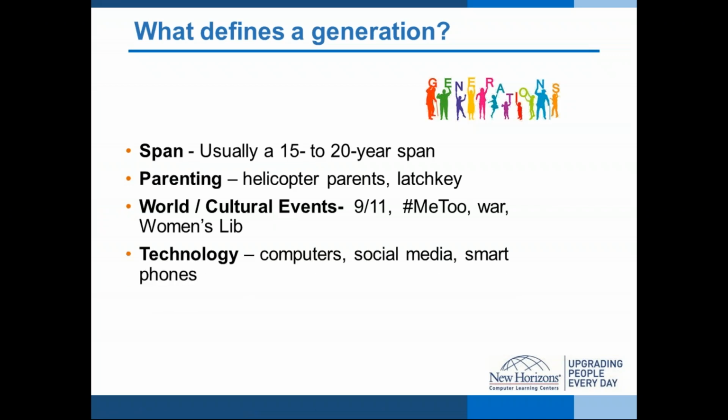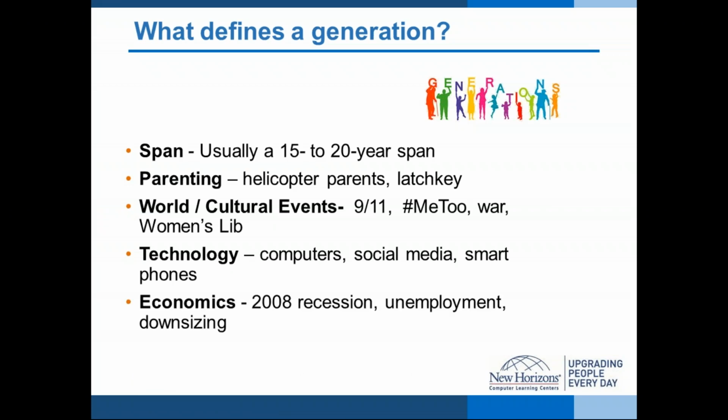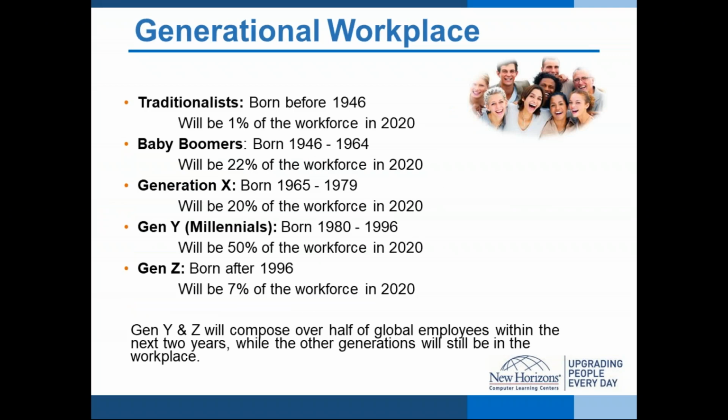Technology is huge: computers, social media, smartphones. That has really helped to define especially Generation X, Y, and Z. And then finally, the economy. The 2008 recession had a huge impact on Generation X, for example. Unemployment, the whole era of mergers and acquisitions and downsizing helps to shape a generation and how they think about work, how they think about family, how they think about life in general. So these are all symbols or symptoms of what defines a generation.